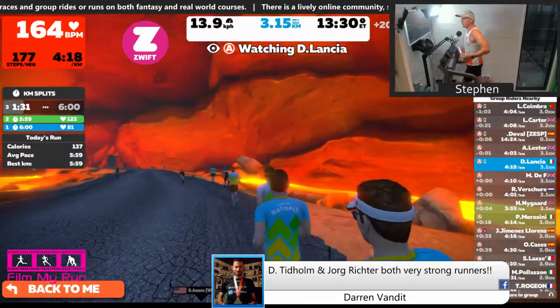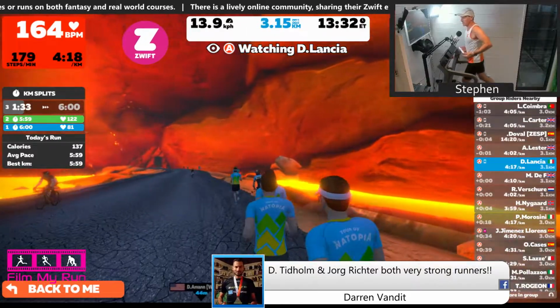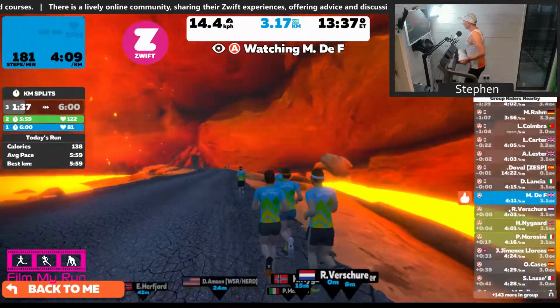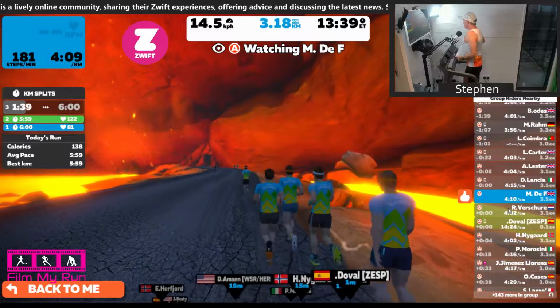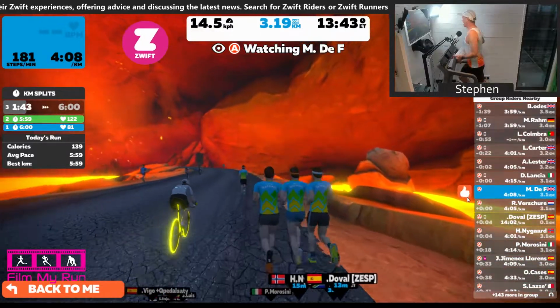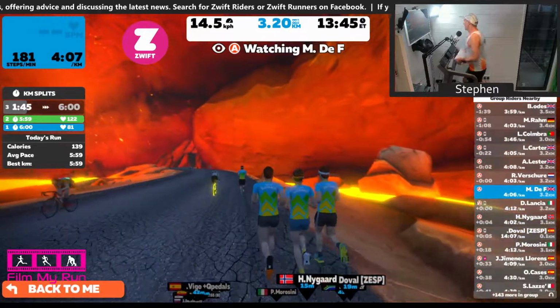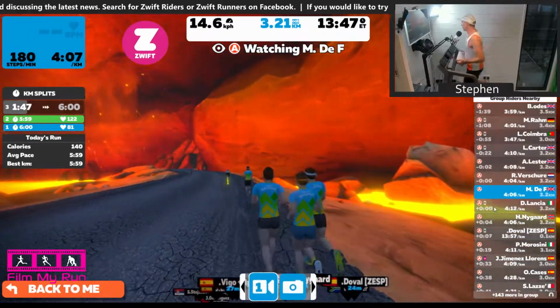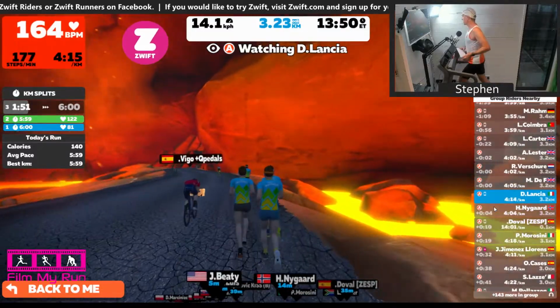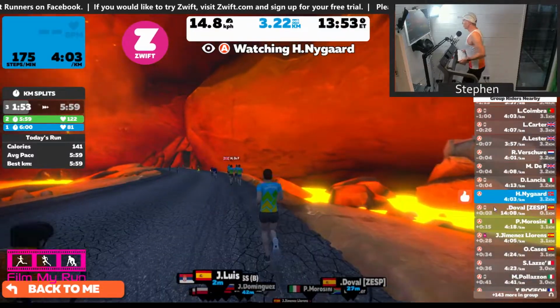Tidholm and Richter, both very strong runners, says Darren. Yes, definitely are. MDF, very good. MDF from the UK, running 4:06-ish per kilometre. Lancia we've seen. So these lot are all running together.